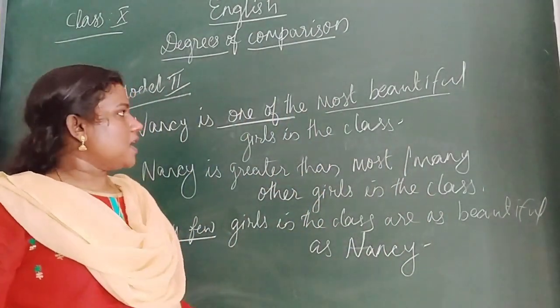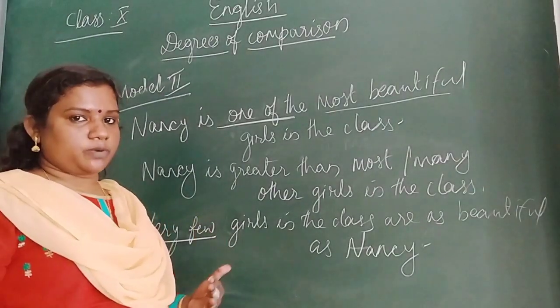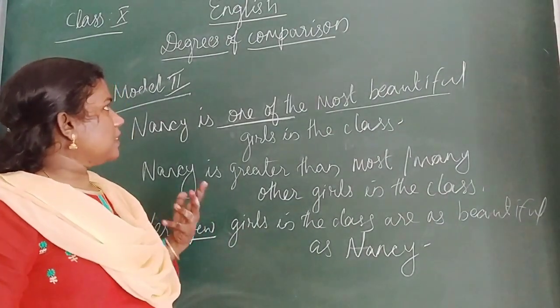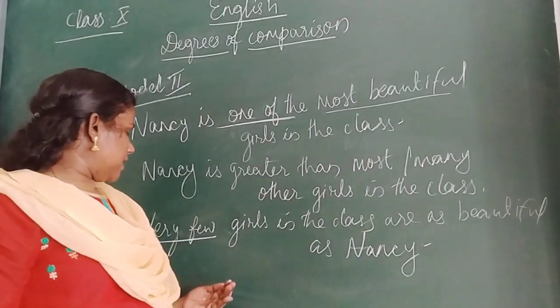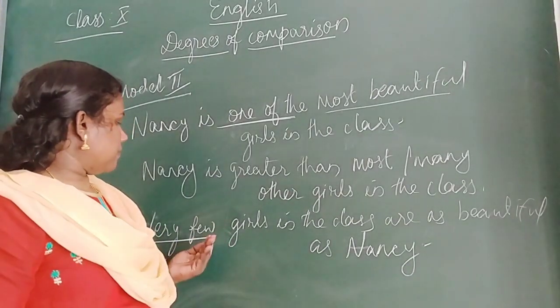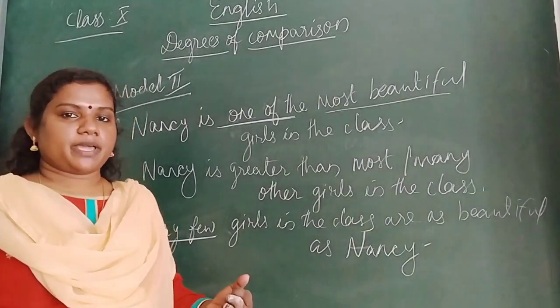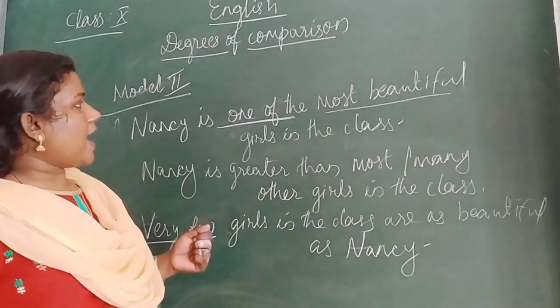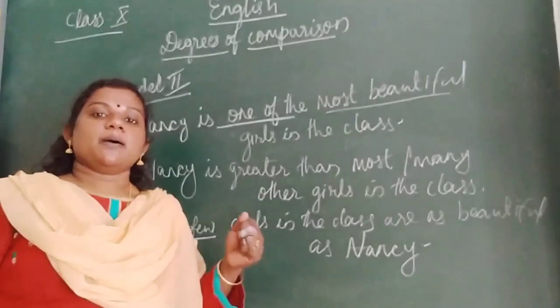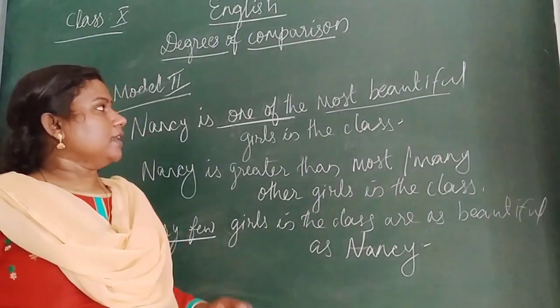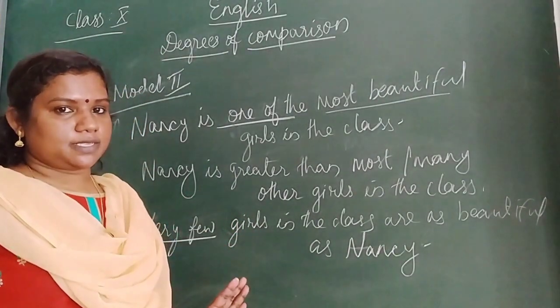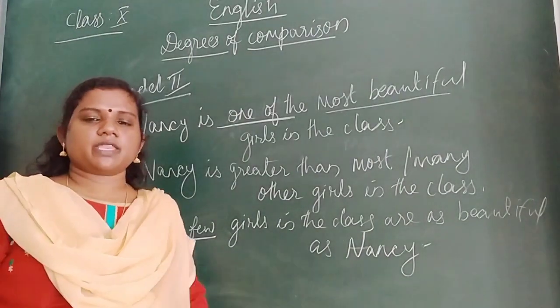Okay, students, have you got this idea how to write it? So this is the form of model 1 and model 2 in degrees of comparison. Hope you understood this one, and in the next class we will see model 3. Okay, yes, learn all these things well. This model 1 and 2 is very important.